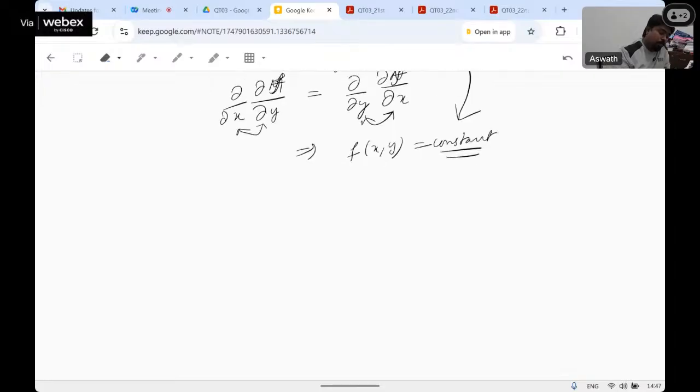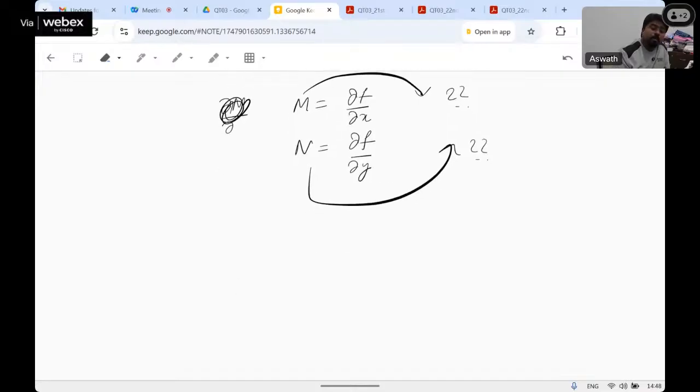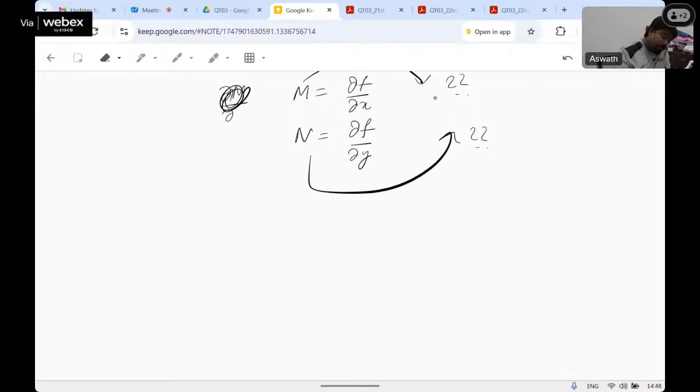The moment I know f is a constant function, m is df by dx and n is df by dy. So by knowing this is a constant, I can find what is the m, and I can find what is the n. So from there I can exactly find solutions of the entire differential equation. Let's take one simple example and try to understand.